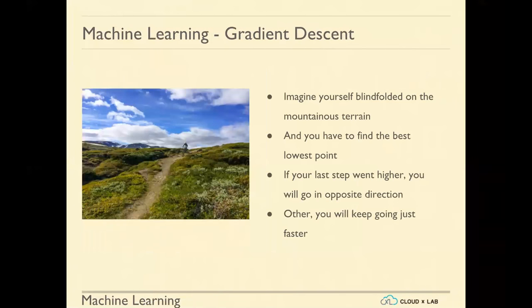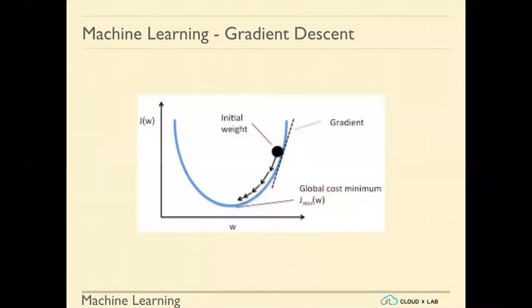It's very simple. The strategy is very simple. This is standard gradient descent. So imagine that you yourself are blindfolded on mountainous terrain and you have to find the lowest point. If your last step went higher, you go in the opposite direction. Otherwise, you keep going in the same direction, faster.